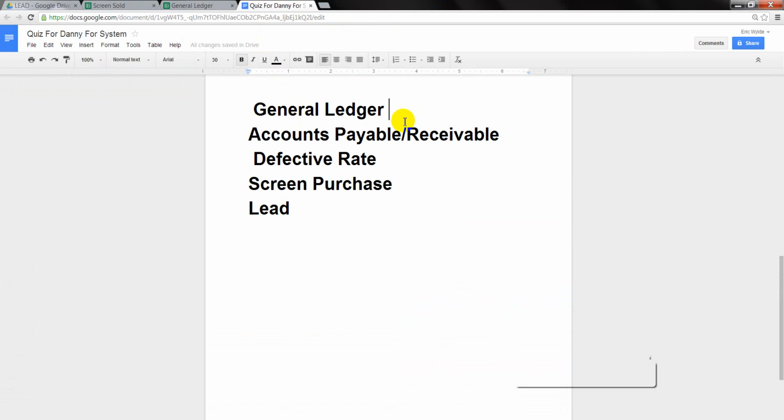So we've talked about the general ledger, accounts payable, receivable, effective rate, screen purchase. We also talked about screen sold, and we talked about lead. And for now, that's where we're going to keep it. Those are some pretty important ledgers or documents, whatever you want to call them, that you should really know about.